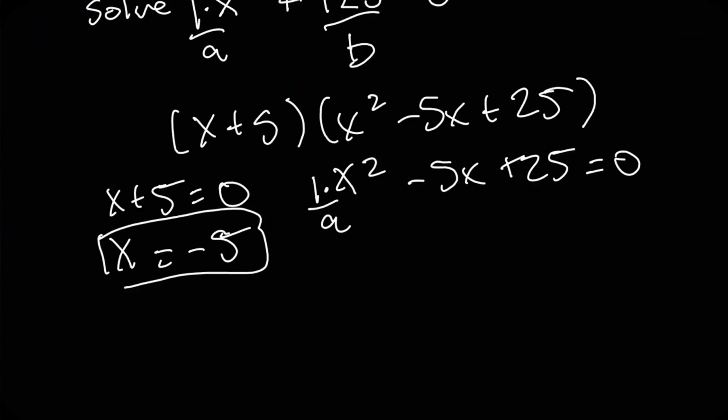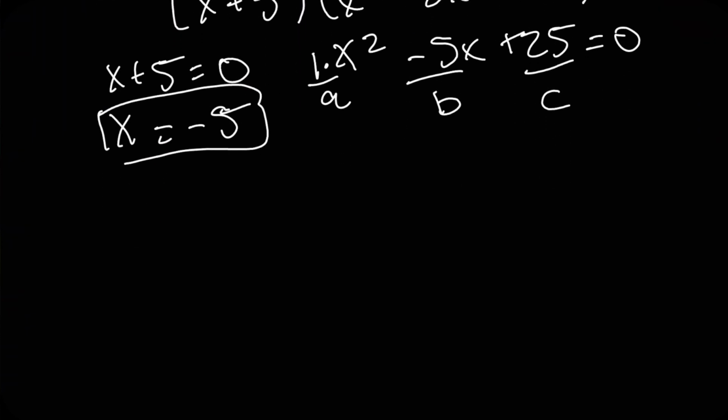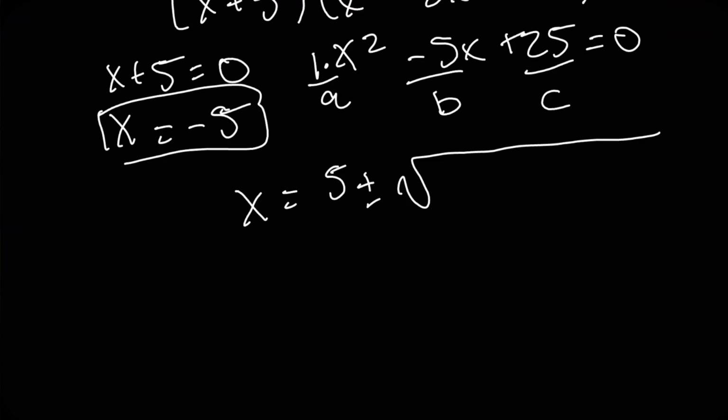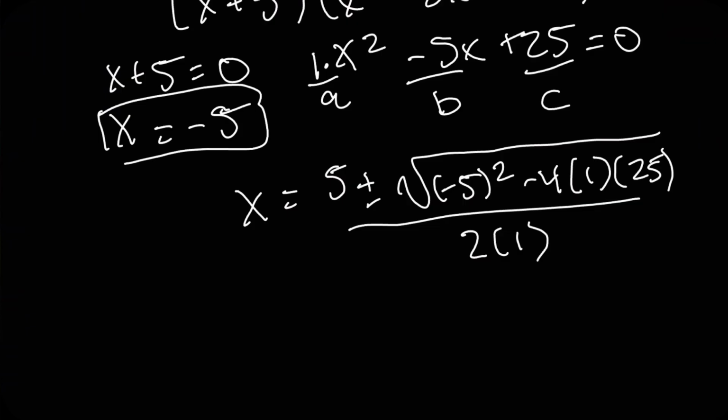So our a is going to be 1, our b will be negative 5, and then our c will be 25. So plugging that into our equation, we will have x is equal to negative b, which will be 5, plus or minus the square root of b squared, which will be negative 5 squared, minus 4 times a, which is 1, times c, which is 25, all divided by 2 times a, which is 1.